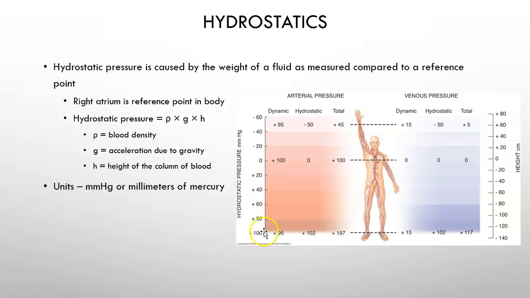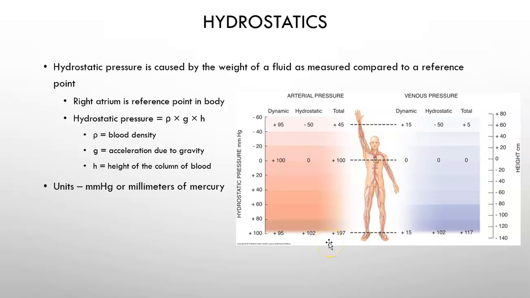This is why we have patients sit down and keep their arm at the level of their heart when we're measuring it. Now conversely, if we look at the pressure in the feet, we have a dynamic pressure from the heart of 95. We have an increase because of this patient's height. It's about 140 centimeters, I guess, from the heart to the feet.